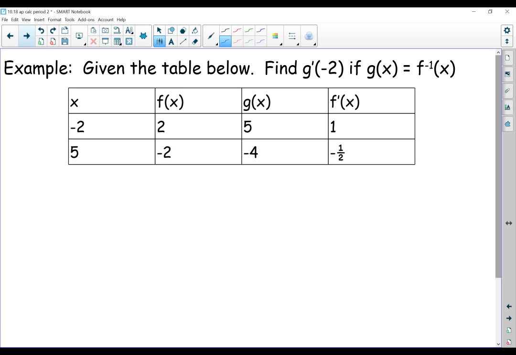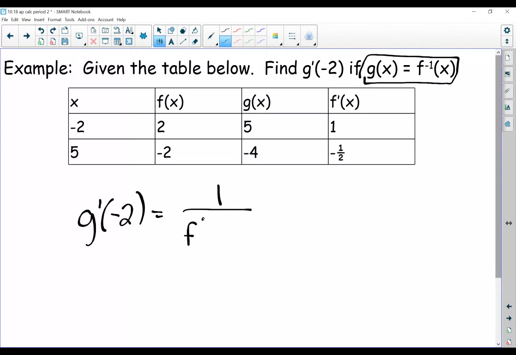So let's see if we can do an example where there are no equations, but where they give you a table, because they love a good table here. So given the table below, find g prime of -2 if g of x is the same thing as f inverse. Okay, so if I want g prime of -2, it's going to be 1 over f prime, since they're inverses, of g of -2. Now, sometimes they're going to give you g of -2. In this case, they do. Sometimes they're not. So I'm going to show you both ways to do it.